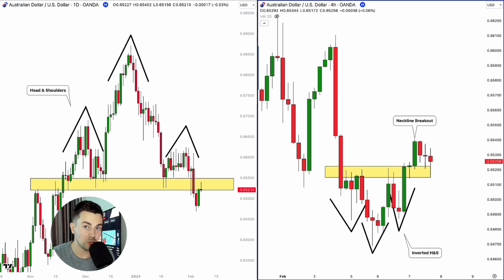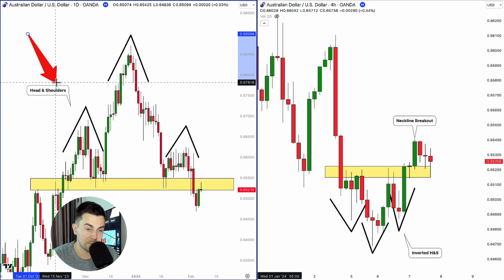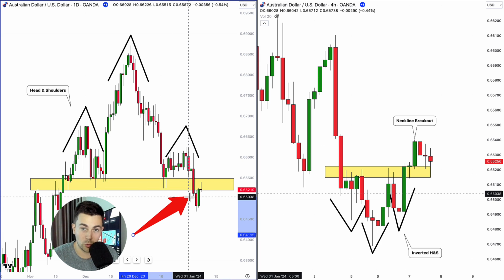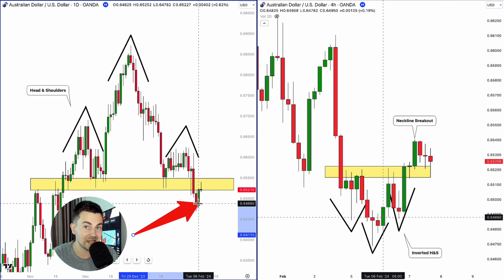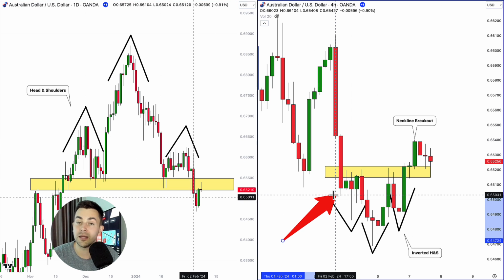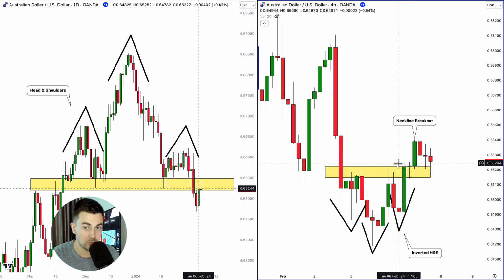Have a look at Aussie dollar pair. On a daily time frame, we have a completed head and shoulders pattern formation, and we can spot a confirmed violation of its neckline. We see a daily candle close below that, giving us a very bearish signal on a daily. At the same time, on a 4-hour time frame, we have a completed inverted head and shoulders pattern formation, and here we see a confirmed bullish violation of its neckline.